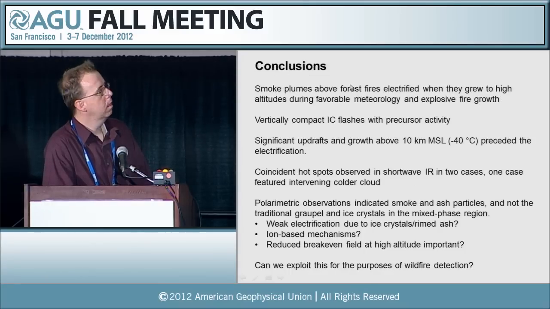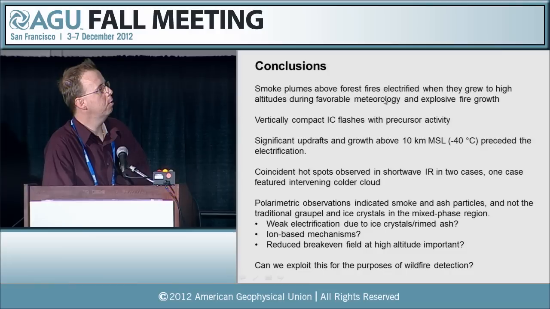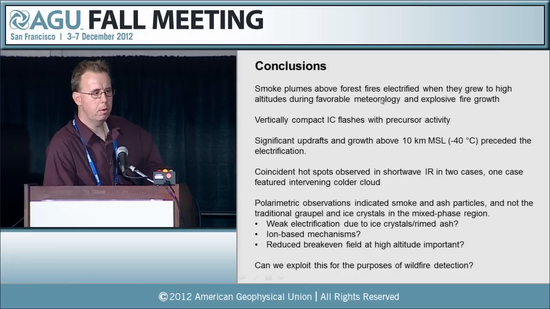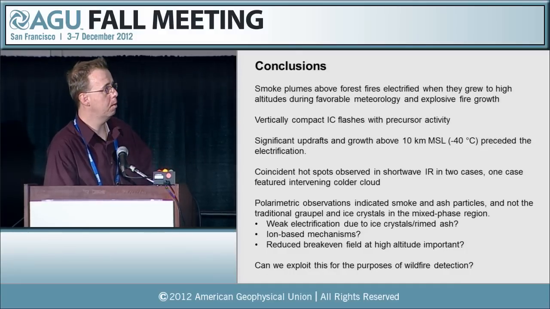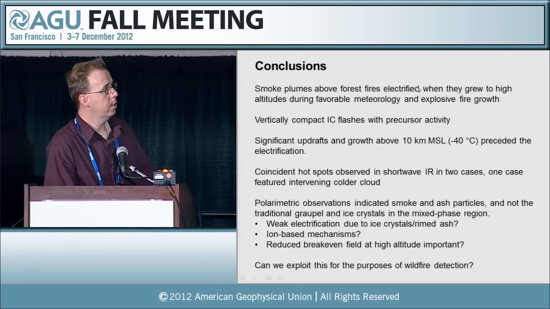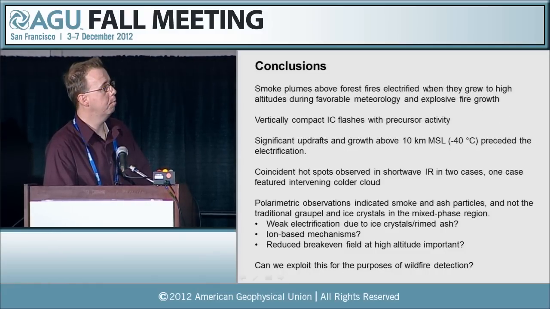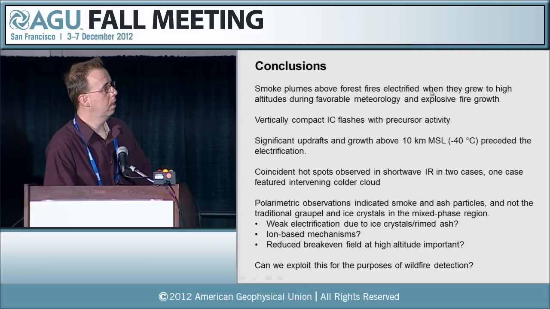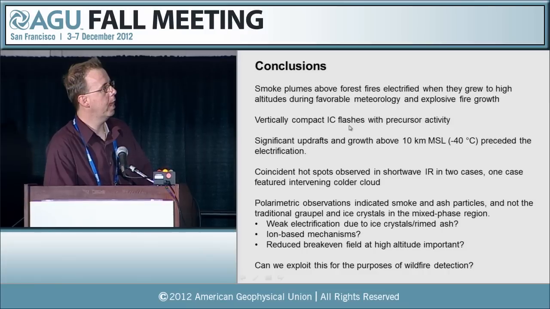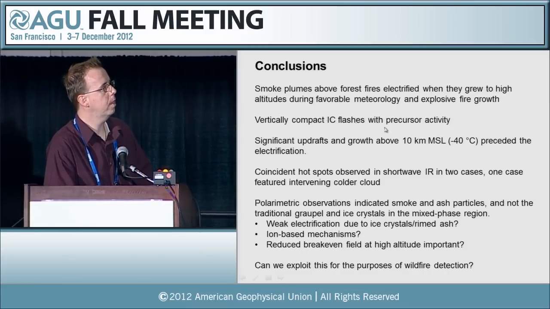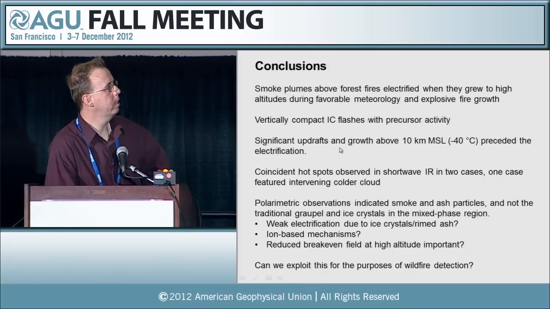So, conclusions. The smoke plumes above the forest fires electrified when they grew to high altitudes during favorable meteorology. I didn't show them, but you saw in the soundings, they're very deep, dry adiabatic layers, and generally explosive fire growth, especially during the Waldo Canyon plume. That was probably the most dramatic example of that. The flashes tend to be vertically compact, intracloud flashes, small in area, with some precursor activity.